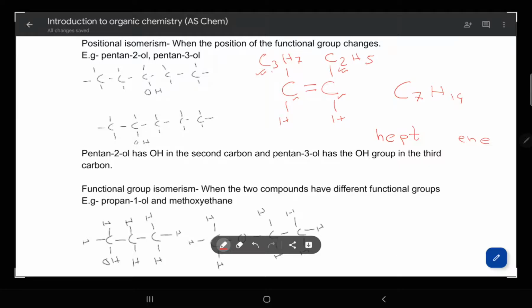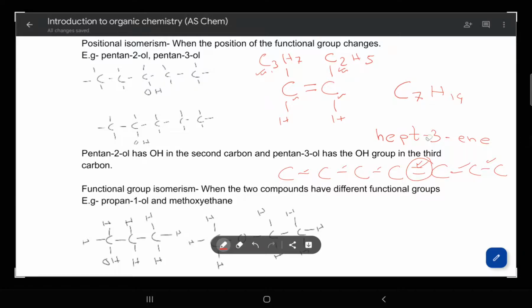I do not know the number of this, so let's count. 1, 2. So if I spread it out, carbon, carbon, carbon, this is the 4th carbon, so this is the 5th carbon. So 1, 2, 3, 4th bond. This could be hept-4-ene, or counting from the other side, 1, 2, 3, this is going to end up being called hept-3-ene. This is how we decide the positional isomers.